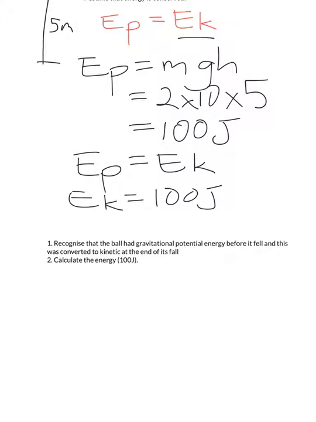So to get achieved for this question, you need to recognise that the ball had gravitational potential energy before it fell, and this was converted to kinetic at the end of the fall. So that's that point there. So even if you made an error with the calculation, you could still get an achieved if you use the correct formula and recognise that kinetic energy is converted from gravitational potential, or that gravitational potential equals kinetic energy. And if you are able to do the calculation with the correct units, that would be a merit.